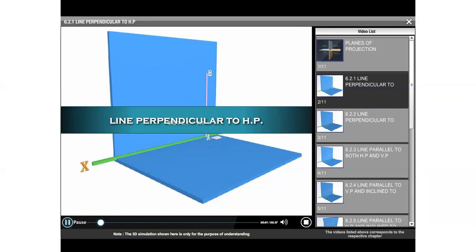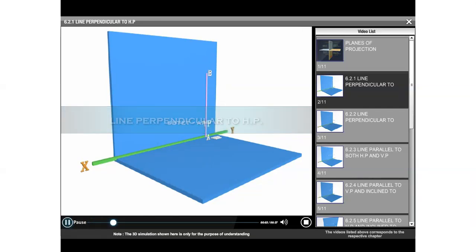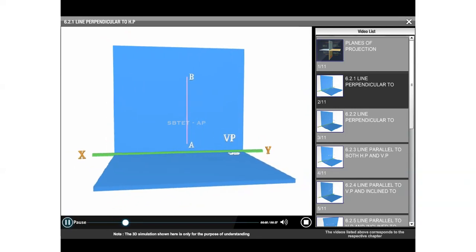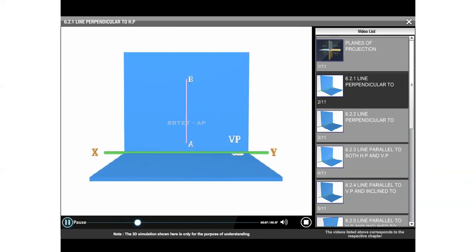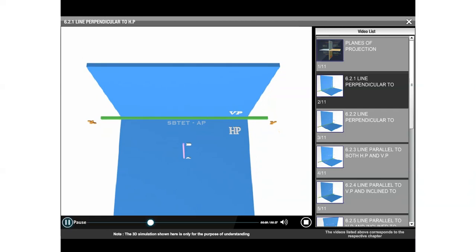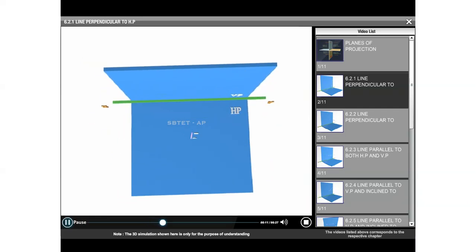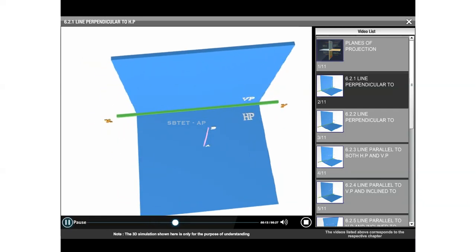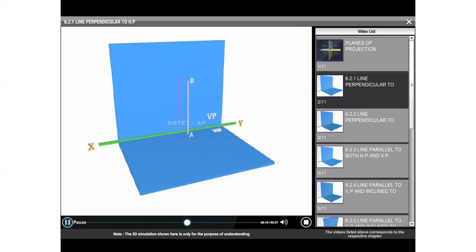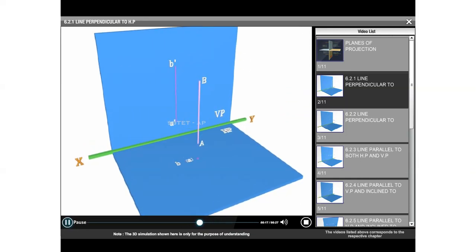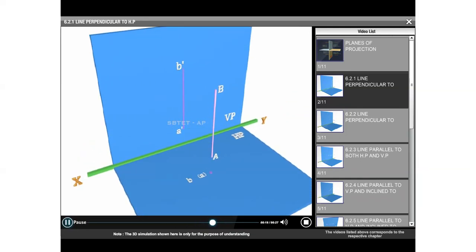Line perpendicular to HP. In this, we'll see how the projections will look when a line is perpendicular to the horizontal plane. The top view is a point and the front view is a line showing the true length of the straight line. When a line is parallel to VP, its front view will show the true length.